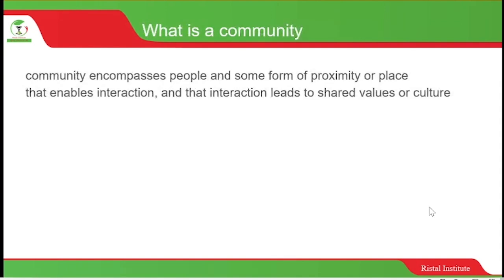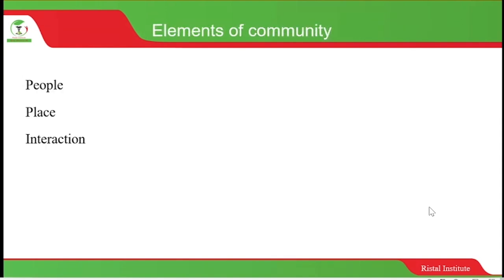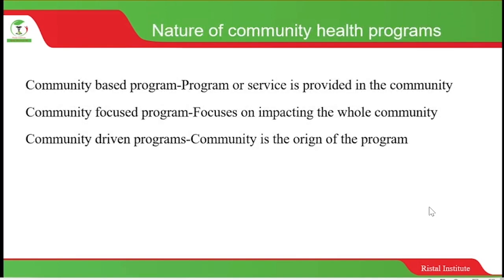So here they are talking about the elements of the community: people, the place, then interaction, then the nature of community health programs. There are three. We have community-based, community-focused, then community-driven programs. So community-based programs are programs or services where the program or service is provided in the community.